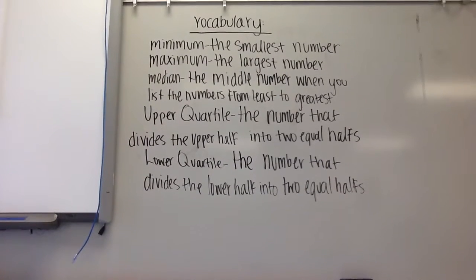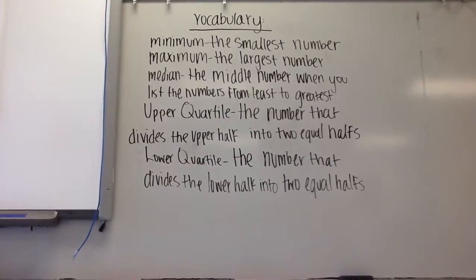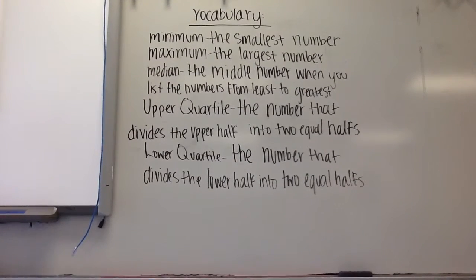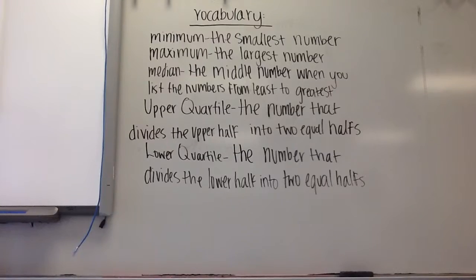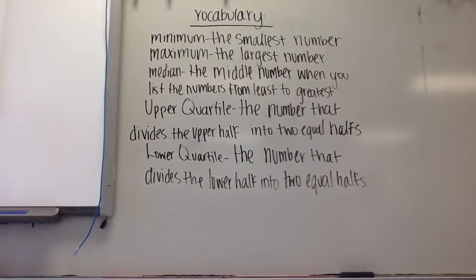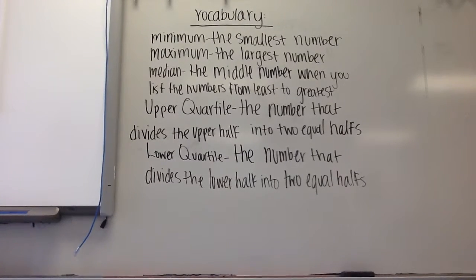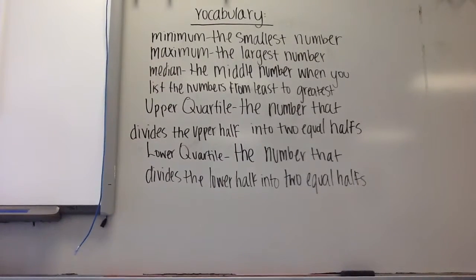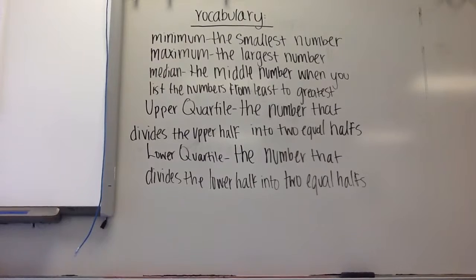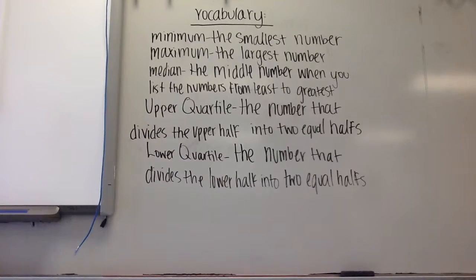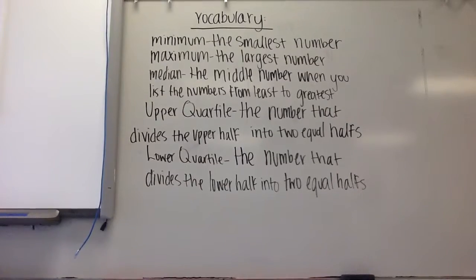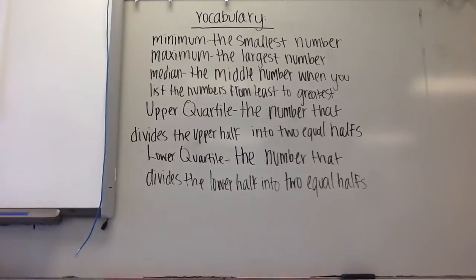There are 5 vocabulary words for this lesson. Your first word is minimum, which is the smallest number. Second, we have maximum, which is the largest number. Third, we have median, which is the middle number when you list the numbers from least to greatest. Next, we have upper quartile, which is the number that divides the upper half of the data into 2 equal halves. And the lower quartile is the number that divides the lower half of the data into 2 equal halves.